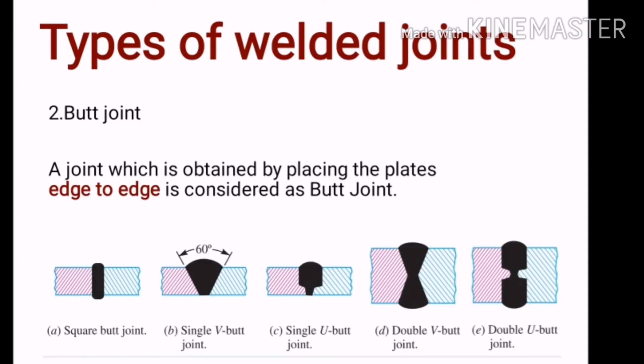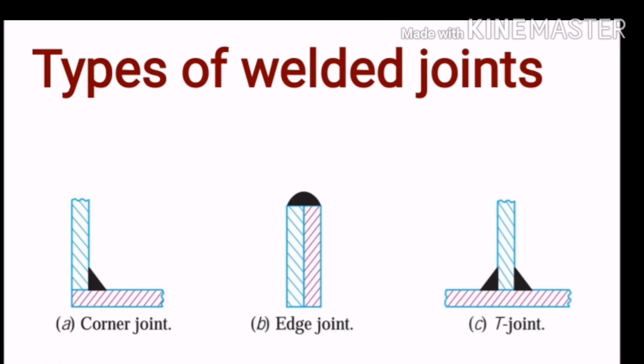Butt joints. In this case, the joint is obtained by placing the plates edge to edge. Various types of butt joints are square butt joint, single V butt joint, single U butt joint, double V and double U, as shown in the diagram. Apart from lap joint and butt joints, the other types of welded joints are corner joint, edge joint and T-joint.